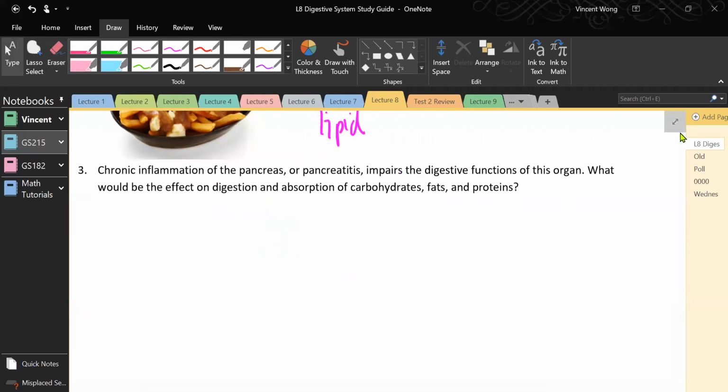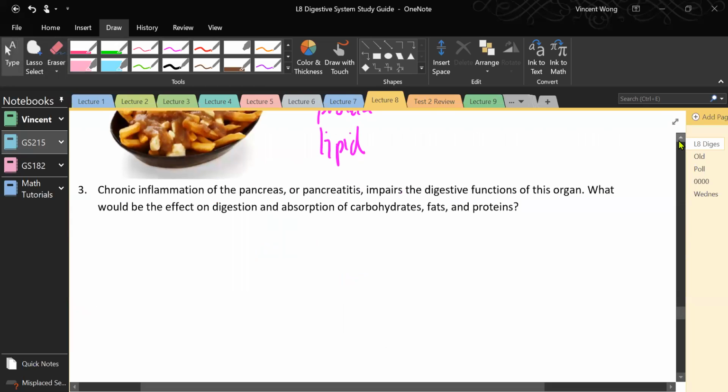Okay, last one is a good one. Chronic inflammation of the pancreas is called pancreatitis. It impairs the digestive functions of this organ. What would be the effect on digestion and absorption of carbohydrates, fat, and proteins? Okay, so it's important to know that the pancreas is responsible for secreting NaHCO3 plus the digestive enzymes, right? Digestive enzymes.